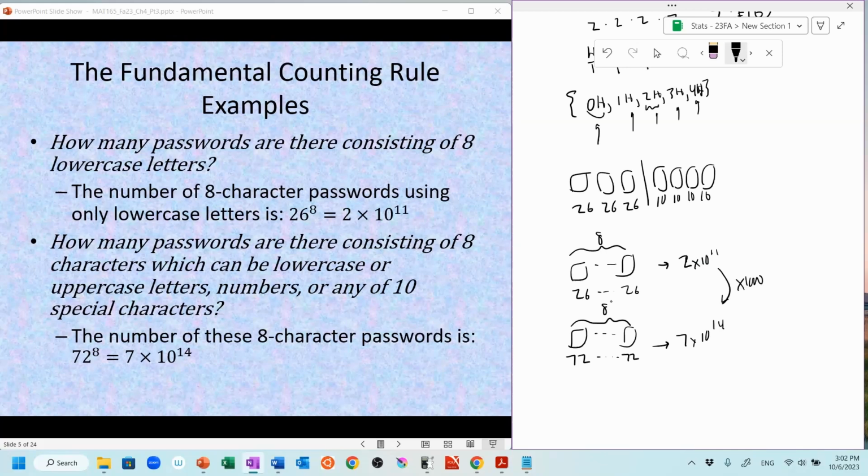So for somebody to brute force their way in would take, say, on average, about 1,000 times as long. If it was going to take them 1 day to break into my 8-character lowercase letter password, it'll take them 1,000 days to break into my 8-character more complicated password.